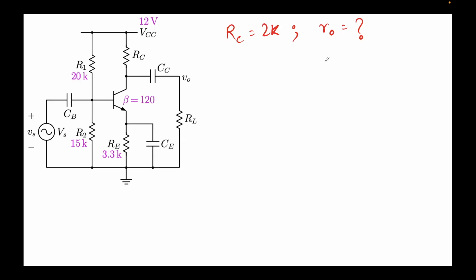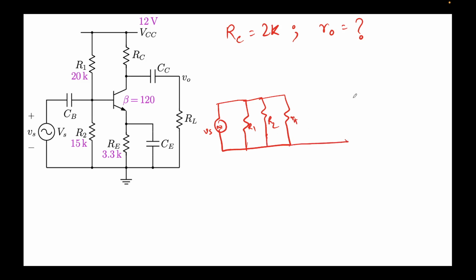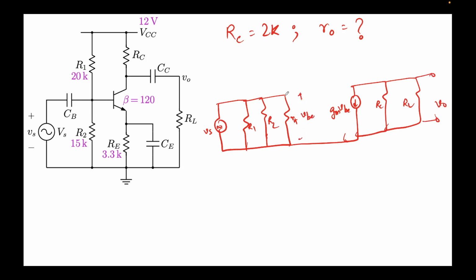Now, what I'll do is draw the diagram again. This is Vs, R1, R2, and this was R pi. On this side we had GM VBE, RC, and here we had RL. This is our output voltage V0, and this was our VBE, this voltage. And this was our reference.